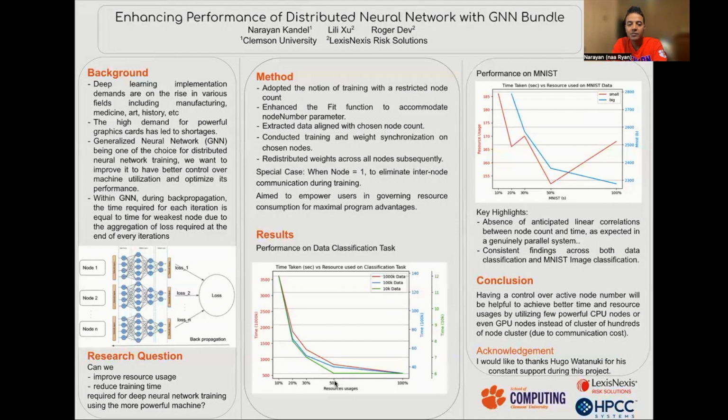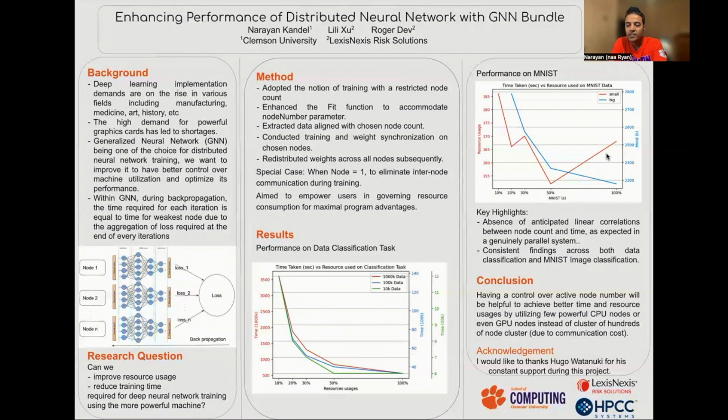So by reducing the number of nodes we use, we can actually improve resource availability, and later we can do other tasks on those free resources. That is the notion of our experiment. This result holds true in the MNIST dataset as well. In MNIST, we train on two datasets. The smaller one contains 60K image rows, and the bigger one contains 540,000 image rows, and the pattern holds true for both.